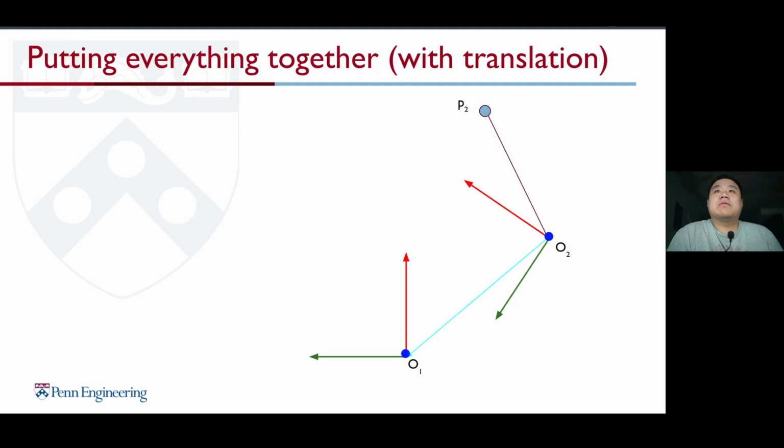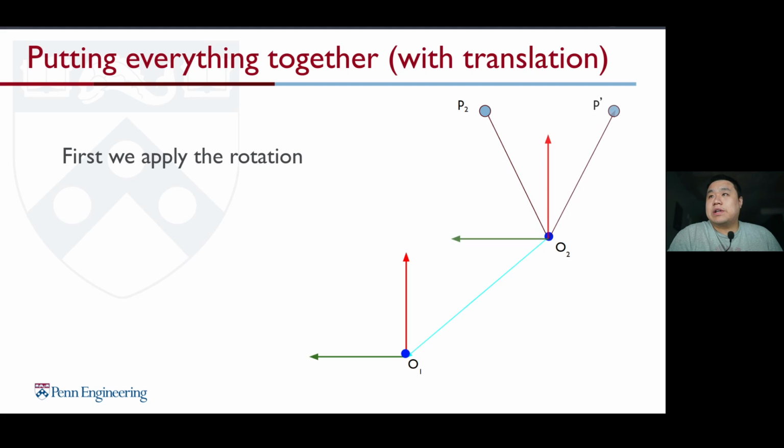So putting everything back together, we also add translation this time. As you've seen before, we were only doing rotation, which means the origins of the two frames of reference coincide with each other, but now they don't anymore, and there is a vector O2O1 between them. So what we do here is we can first apply the rotation, and then we apply the translation. First we apply the rotation, right? We do the same thing.